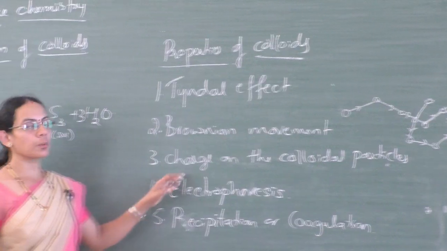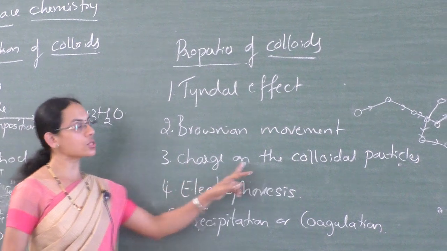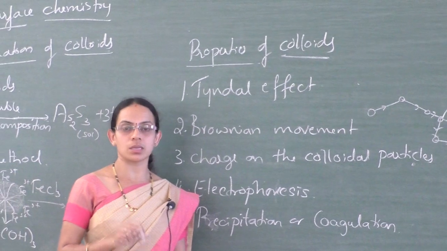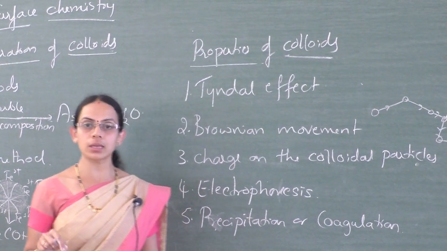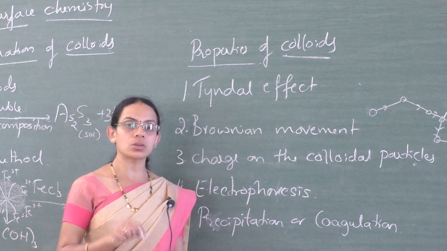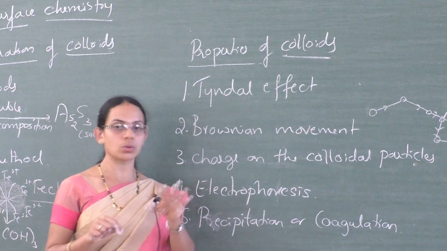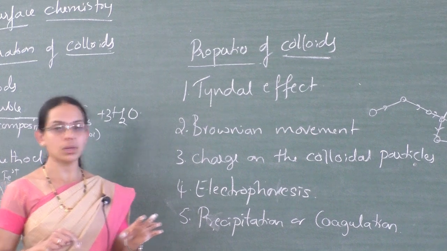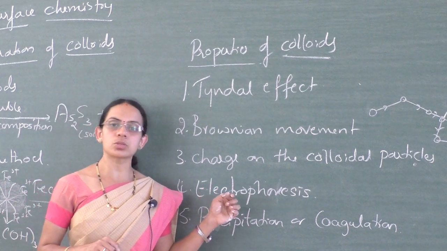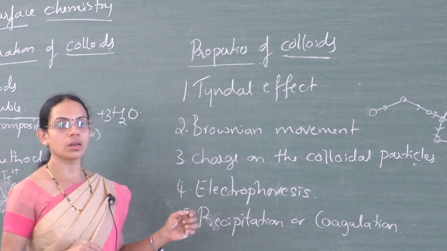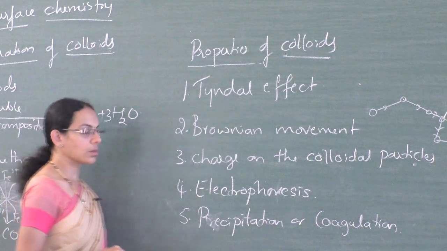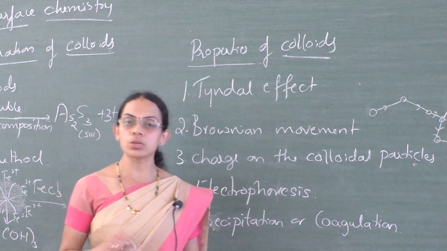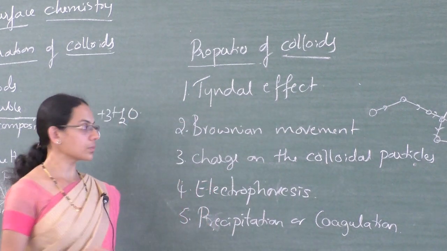And next important property of colloid is charge on the colloidal particles. Every colloidal particle has some charge, either positive charge or negative charge, and the charge on the colloidal particles is the same throughout that given sol, either positive or negative, right? Some examples of positively charged colloidal sols are aluminum oxide, iron oxide and chromium oxide.